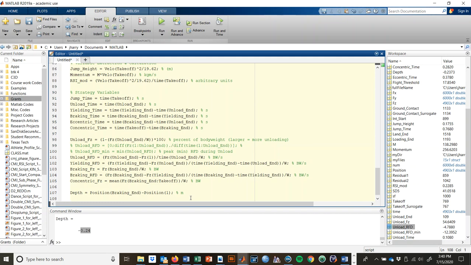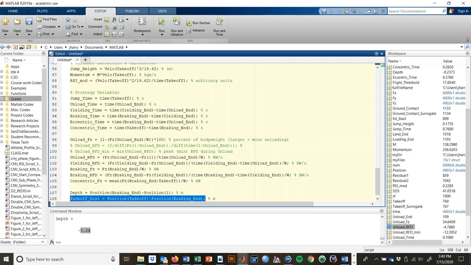So we'll add that push-off distance here, and I'll just call it push-off dist to keep it simple. What this will be is the position difference between takeoff and takeoff at the end of eccentric braking. So for the concentric phase, it's the displacement they travel. And this will be in units of meters.